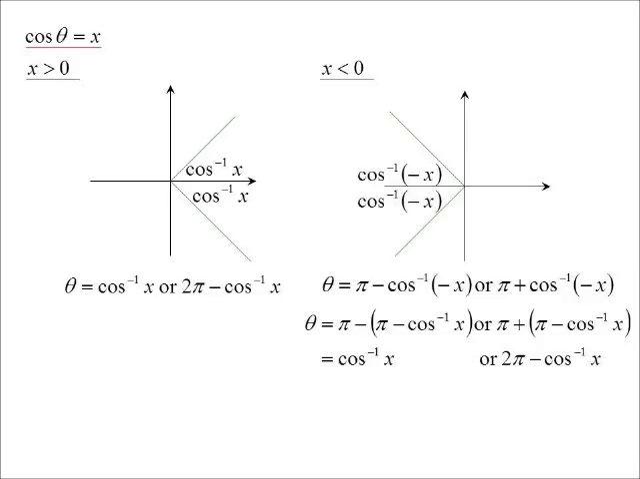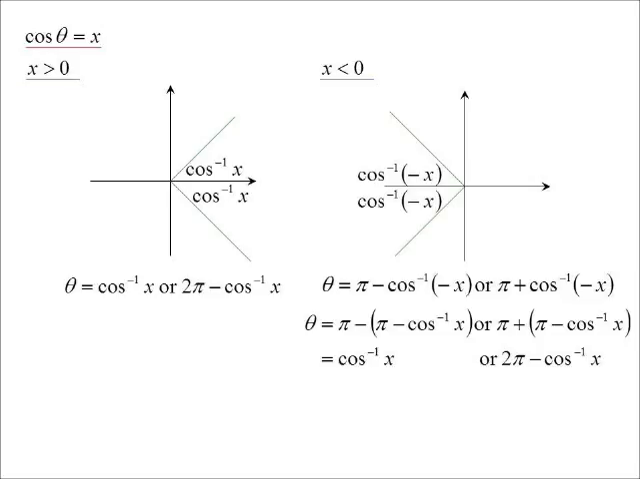So this one would become pi minus inverse cos of x, which is the same as our first answer over here. And the second one would become pi plus pi minus inverse cos of x, 2 pi minus inverse cos of x, same as the second answer. So again, it does not matter whether x is positive or negative, we get the same answer. So the first answer was inverse cos of x. The next answer was 2 pi minus the inverse cos of x.